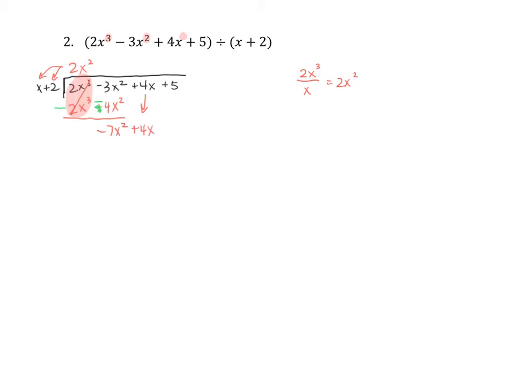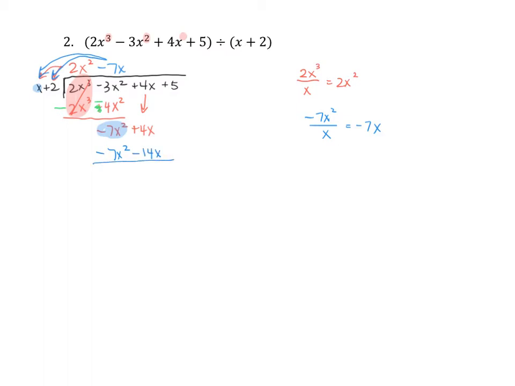All right, so now we're going to repeat. We're going to do the same process. So we're going to take the first term, negative 7x squared divided by x, and that's going to give us negative 7x. So that's going to go up here, minus 7x. And then we're going to multiply. So negative 7x times x is negative 7x squared. Negative 7x times 2 is minus 14x.